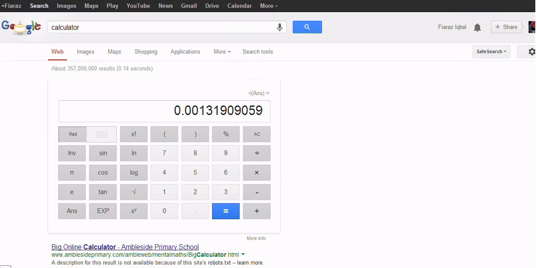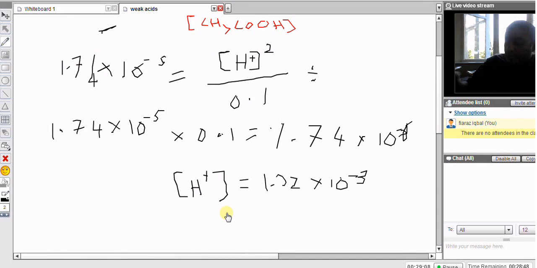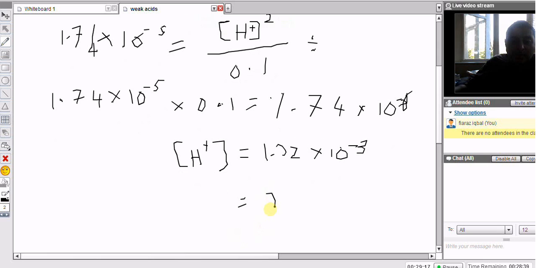So what did we do with this? I want to log it. So log my answer equals -2.88. And now we're going to times it with -1. Let's just get rid of the sign. So my pH is 2.88. See, it's not a very strong acid. It's nearly 1,000 times weaker than if it would have been HCl.